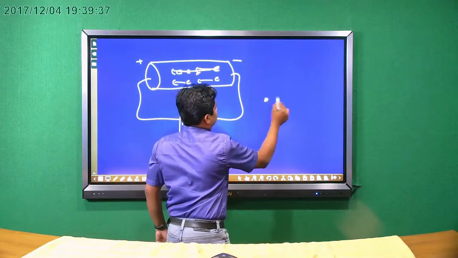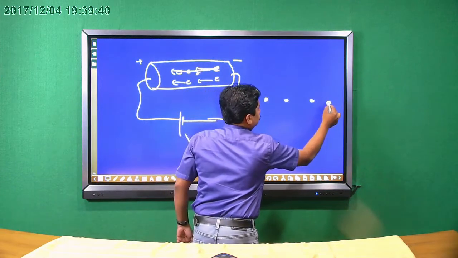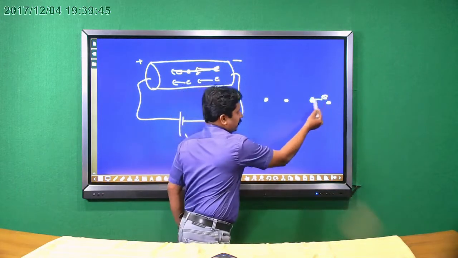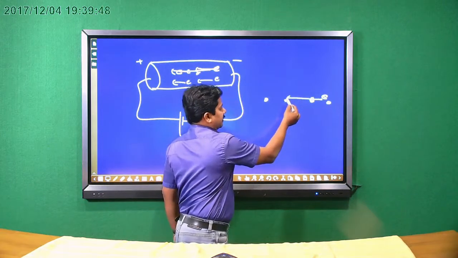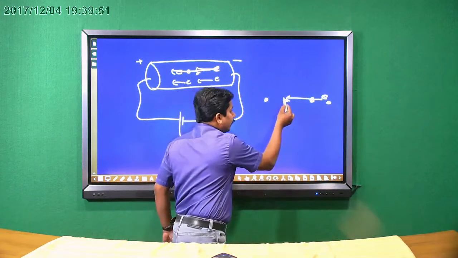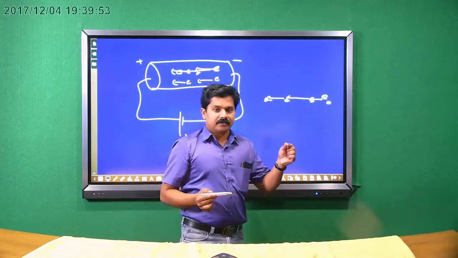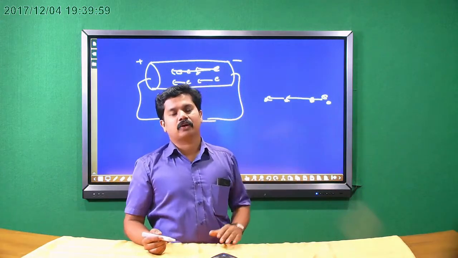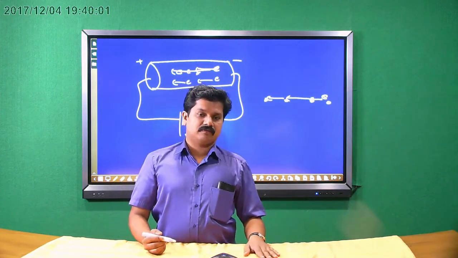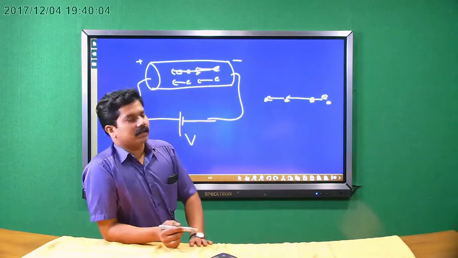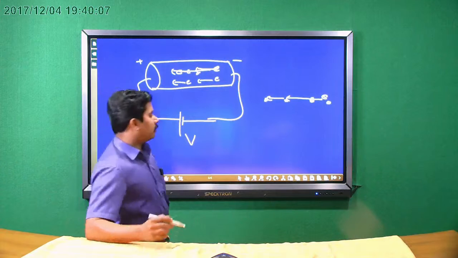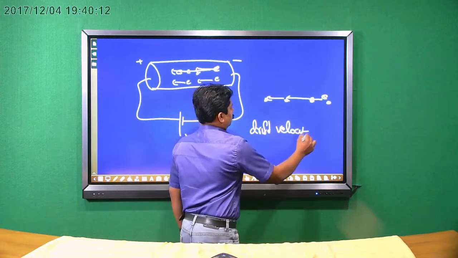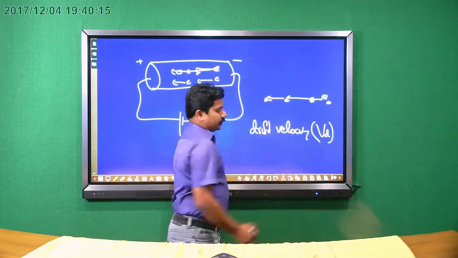If you take these as the lattice points, the electron will have an acceleration between two collisions. Between these two points their speed will decrease. Again, they get accelerated because there is an electric field throughout. Again velocity decreases, again it accelerates, increases, decreases, like that. The average velocity with which an electron in a conductor gets drifted in the presence of an electric field is called drift velocity. We represent it by the symbol VD.